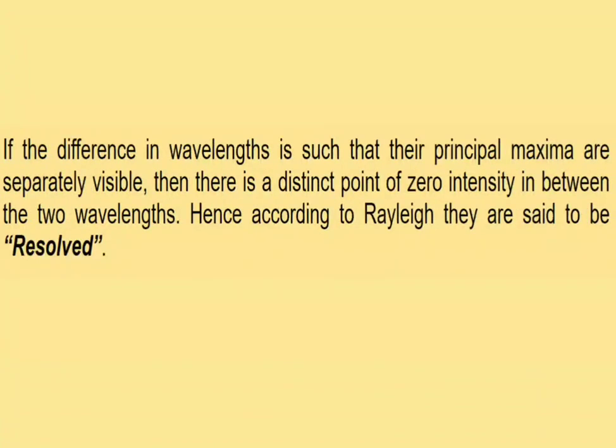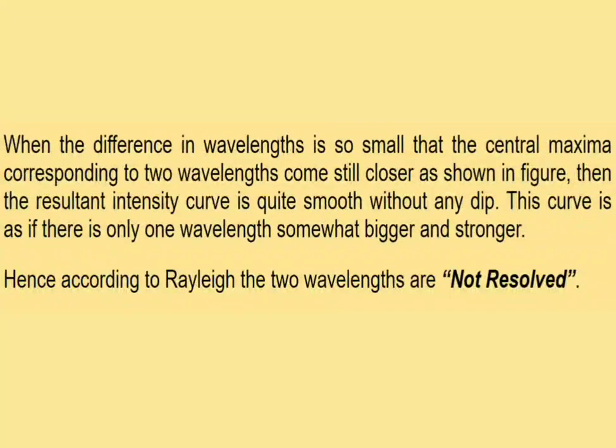If the difference in the wavelengths is such that the principal maxima are separately visible, then there is no distinct point of zero intensity in between the two wavelengths. Hence, the case is said by Rayleigh to be resolved. And the third case is not resolved.